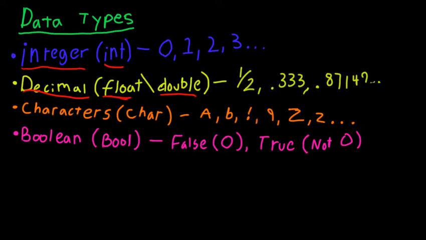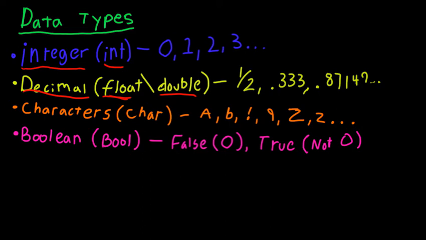The difference between a float and a double is that a double can be both larger and more accurate, but it takes up a little bit more memory. So if you can get away with a float, you can go ahead and try floats, but usually doubles will be the one that you want to use just because they're a little bit more accurate.